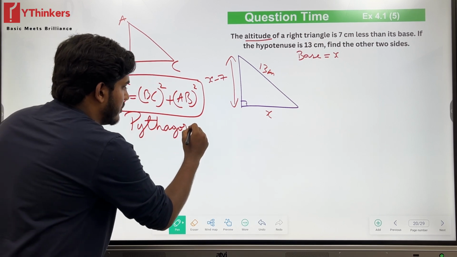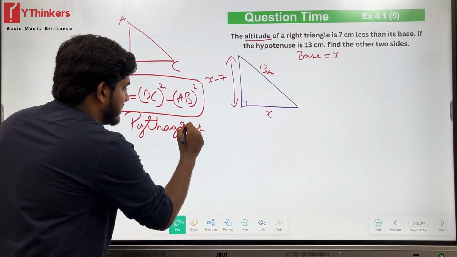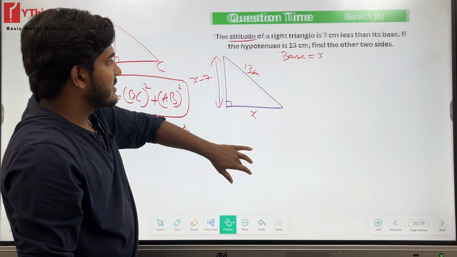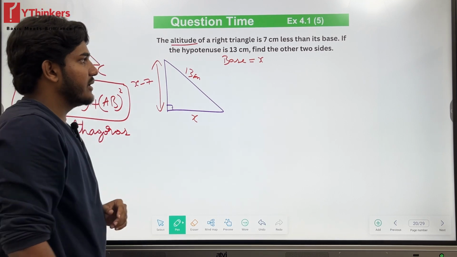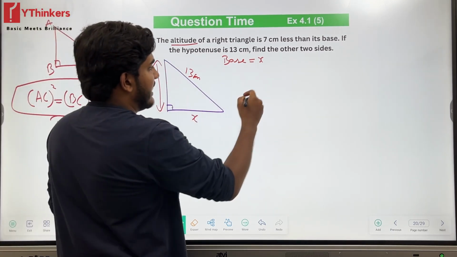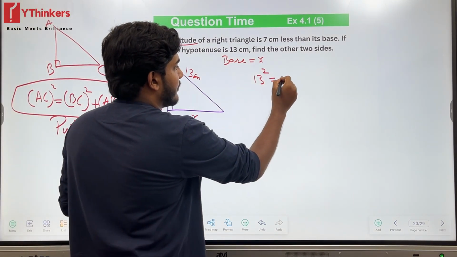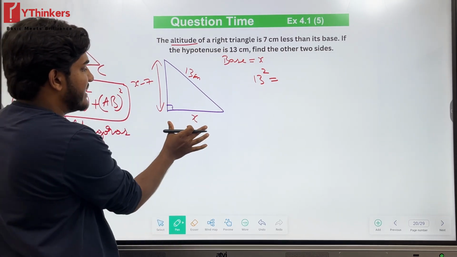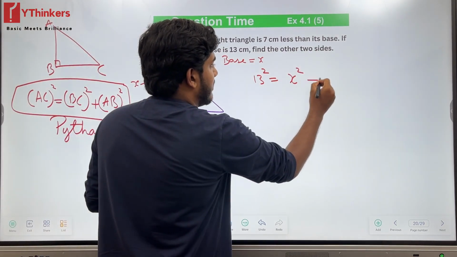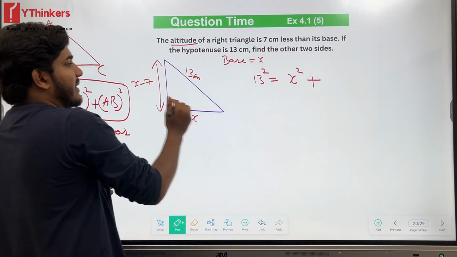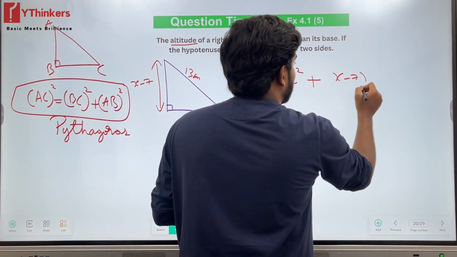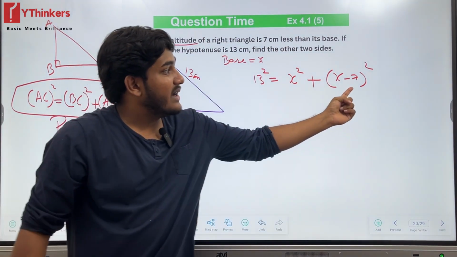You have to know this basics because that is when you will be able to solve this kind of problems. Now I'll use Pythagoras theorem here. What is the hypotenuse for me? 13. So I can write 13 square is equal to, what is the base? x square plus, why? Because it was plus here, and altitude square, what is altitude? x minus 7. So x minus 7 the whole square.